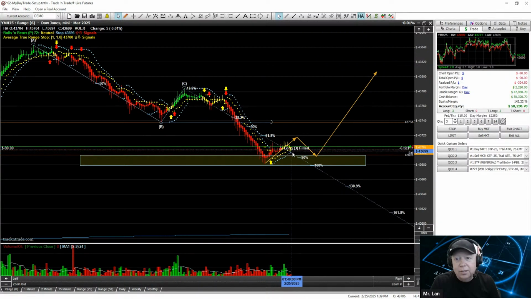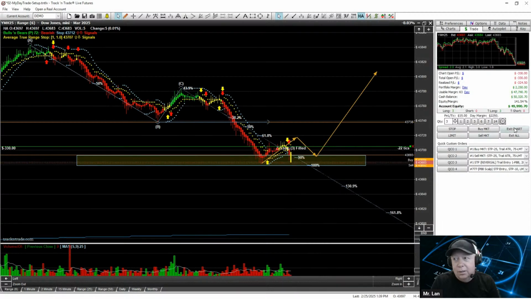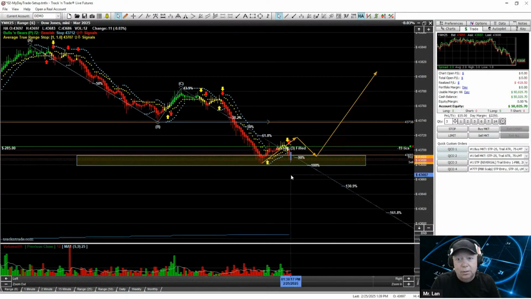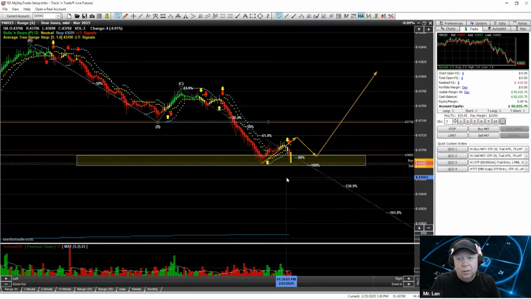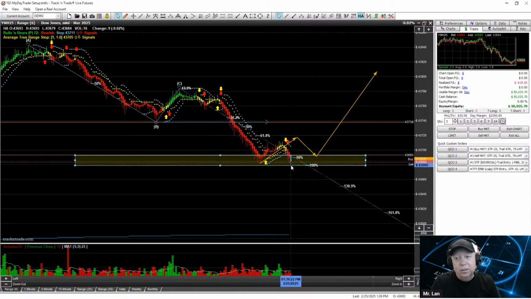Oh, it already stopped us out in here. Let's see if there's the second one. There it is. Oh my goodness. We can't trust this market to go back up. That's from 100.